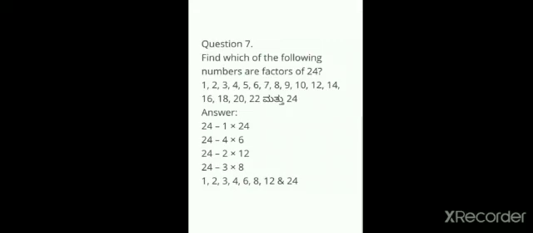So the seventh question is, find which of the following numbers are the factors of 24. Now they have asked the factors. Until now they were asking multiples. Now they are asking factors. So the factors of 24. Here they have given different numbers: 1, 2, 3, 4, 5, 6, 7, 8, 9, 10, 12, 14, 16, 18, 20, 22 and 24.